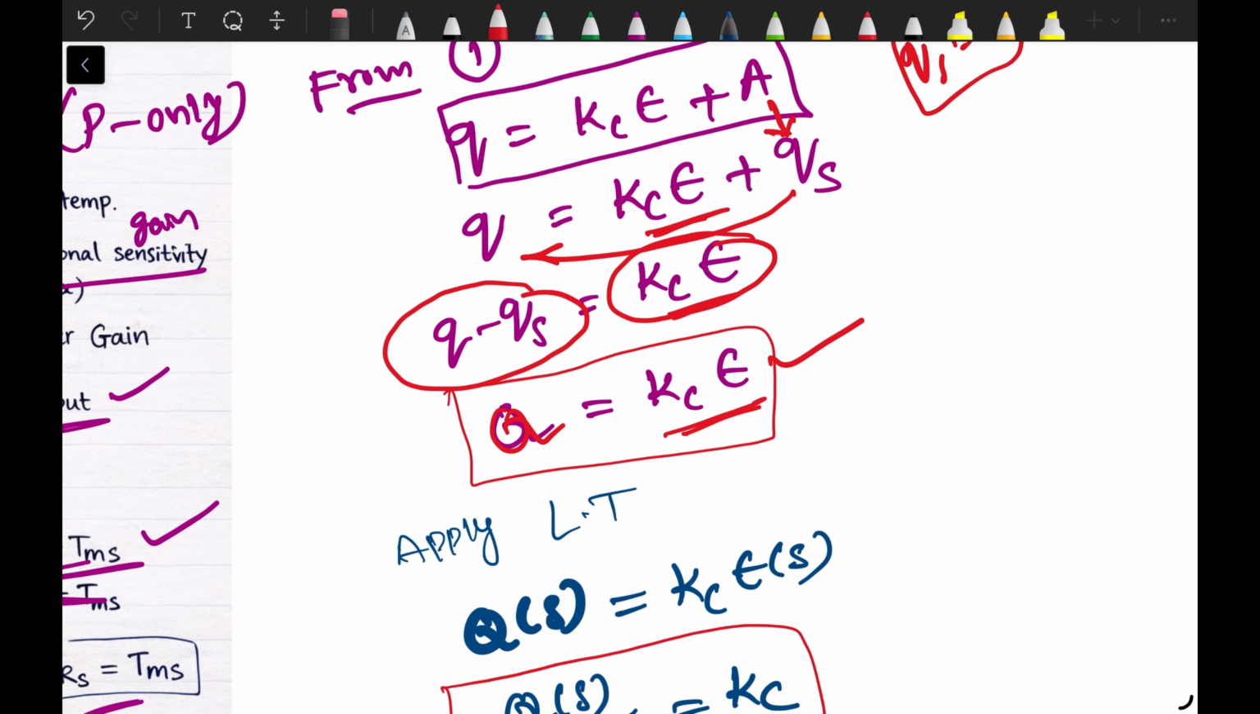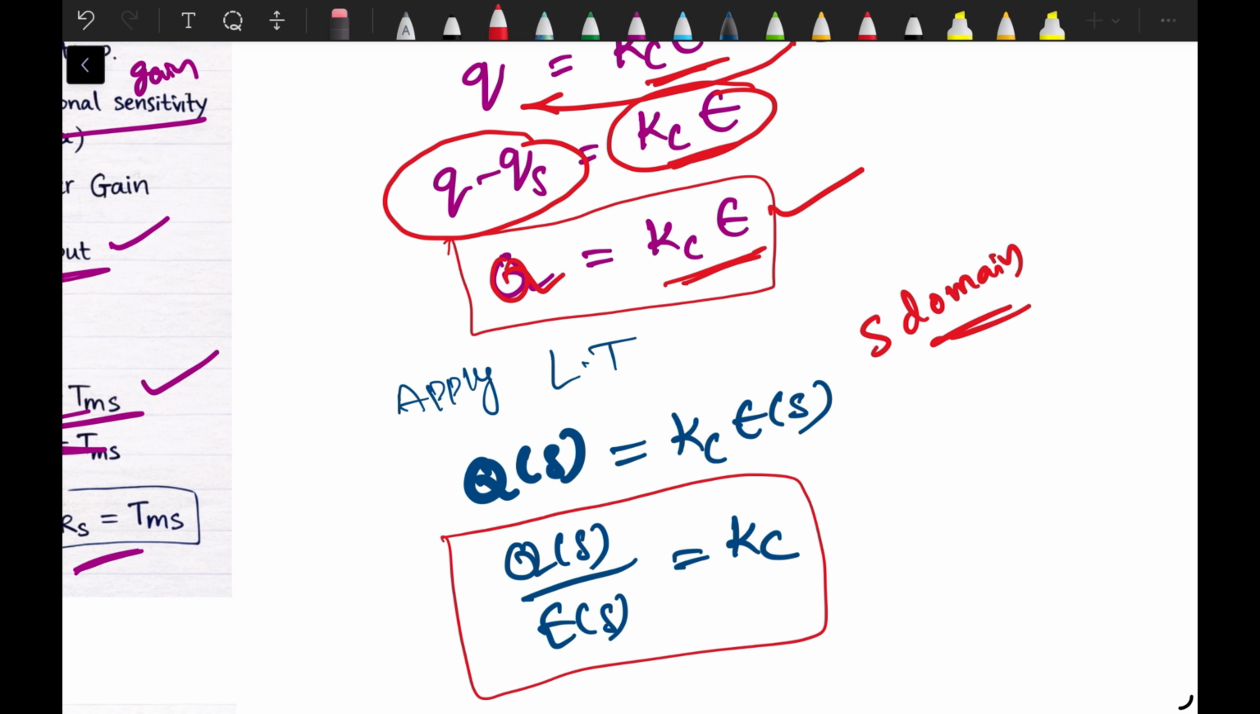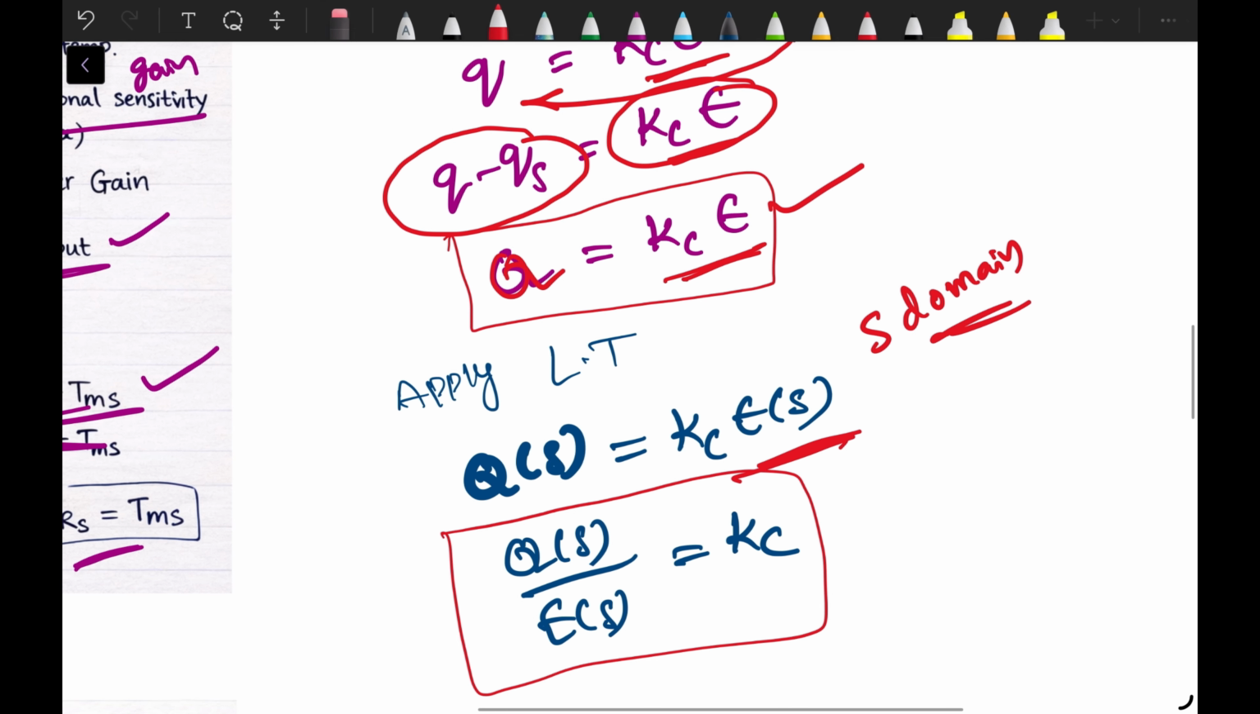So now apply the Laplace transform. Why? We want to convert the equation into the S domain. That's the reason we're going to apply the Laplace transform. Q of S is equal to Kc into E of S. Therefore, the transfer function of this controller and final control element becomes Q of S by E of S is equal to Kc.